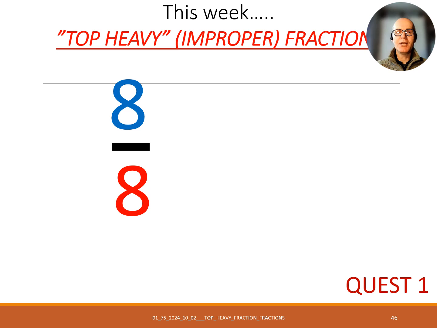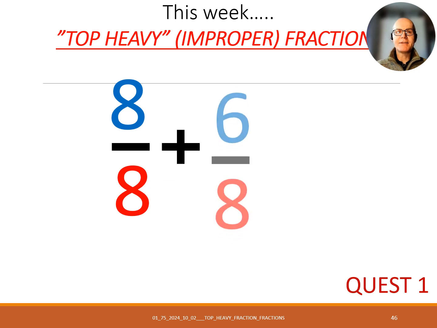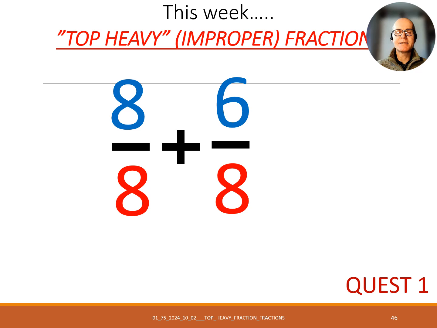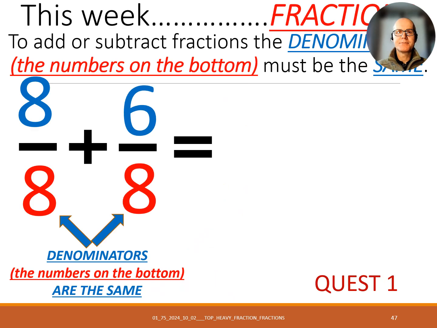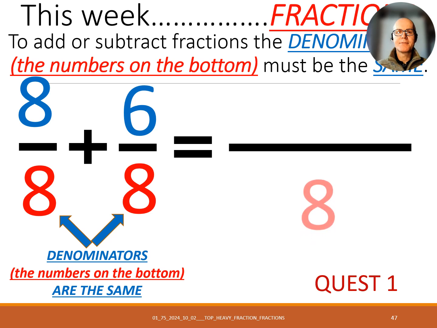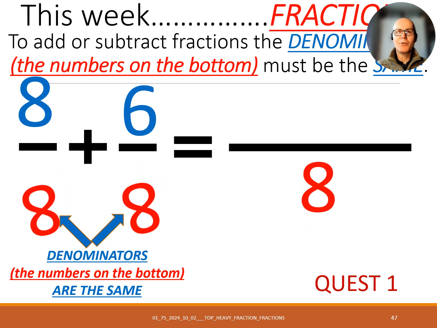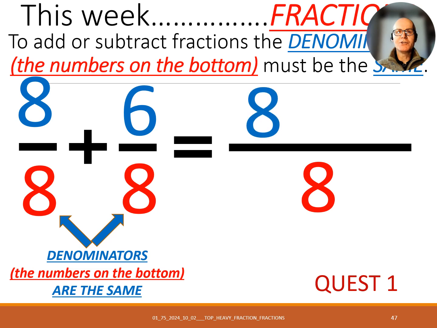Here's quiz question number 1. 8/8 plus 6/8. What does that equal? First things first, are the denominators the same? Yes, they are. They're both 8s, so we don't need to change the denominators. We've got common denominators already, 8s. We have 8 on the bottom as our common denominator. On the top, we have 8 plus 6.